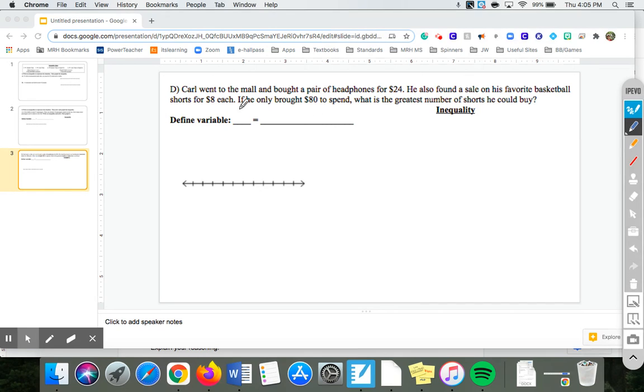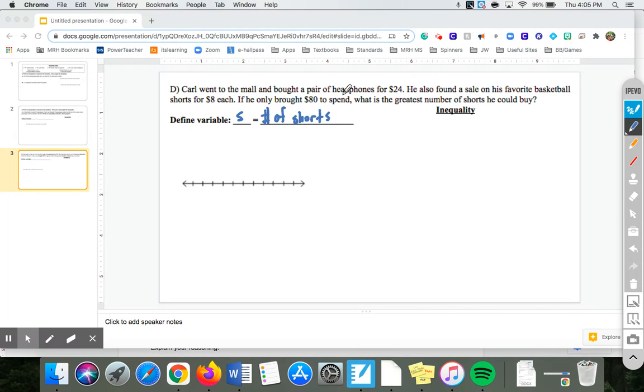So in this, my variable would be the shorts. So I'm going to use S for the number of shorts that he is buying. So S represents the number of shorts.